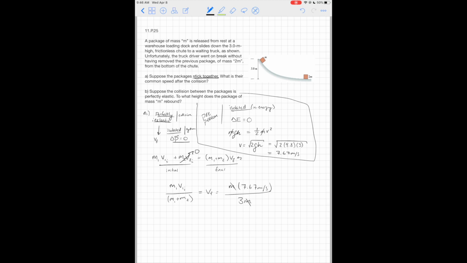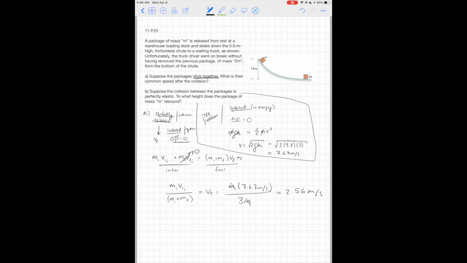And so I have 7.67 divided by 3. I get 2.56 meters per second if we're rounding. And the accepted answer in the back of the chapter is 2.6 meters per second if we're rounding to only two significant figures. So I like this. This is our perfectly inelastic collision.